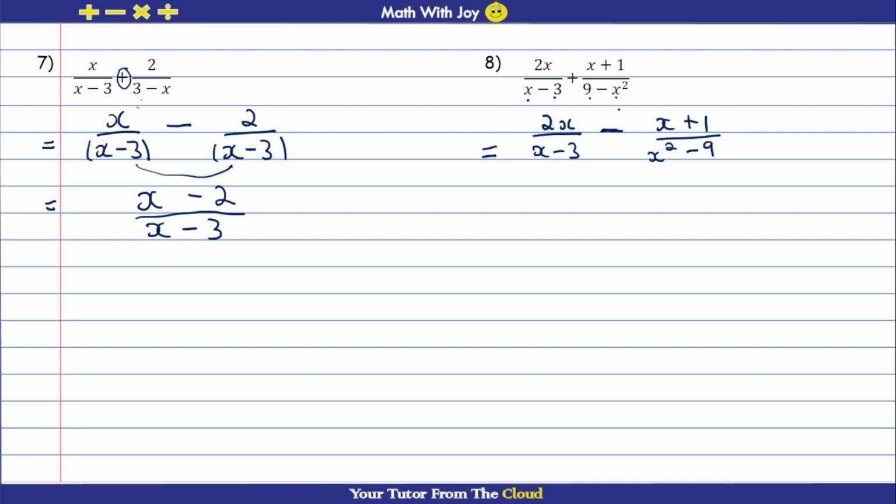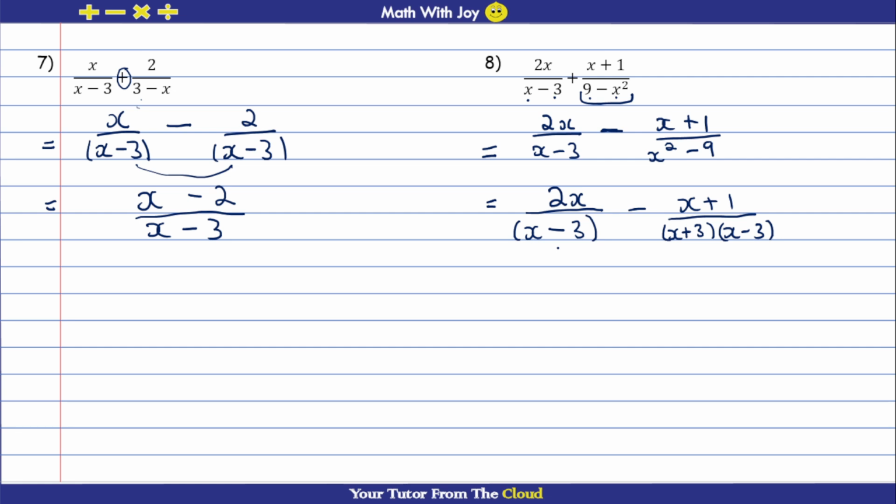So we took out a negative, and when you take out a negative, you have to change the signs of those. And as you can see, the signs change and the sign of the term also changed. Now I notice x squared minus 9 is a difference of squares, so I'm going to factorize that. So I'm going to have 2x all over the bracket x minus 3 minus x plus 1 all over the two brackets. We're going to have a x plus 3 and an x minus 3.